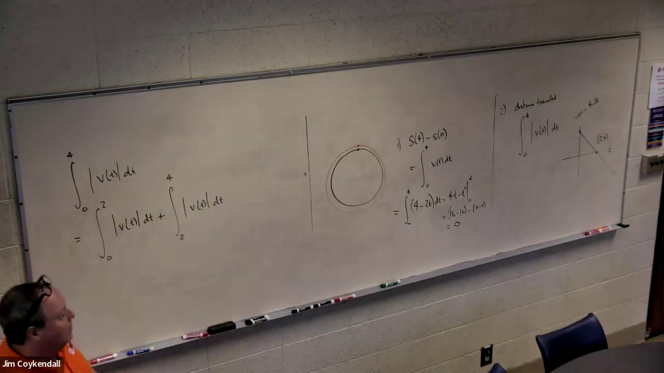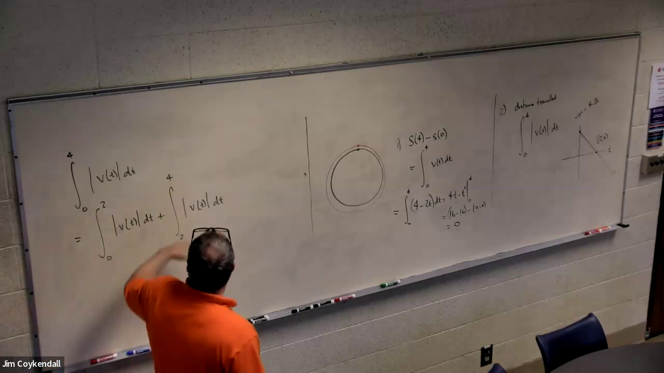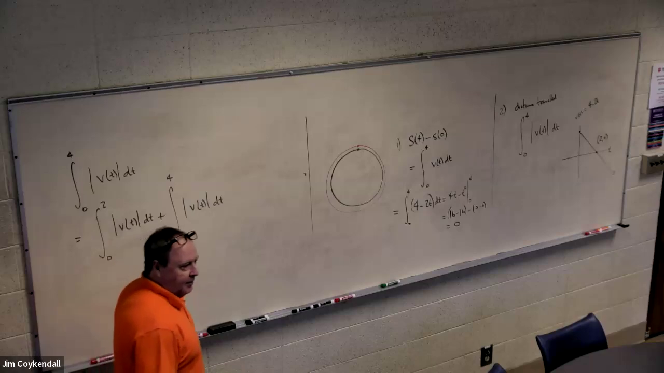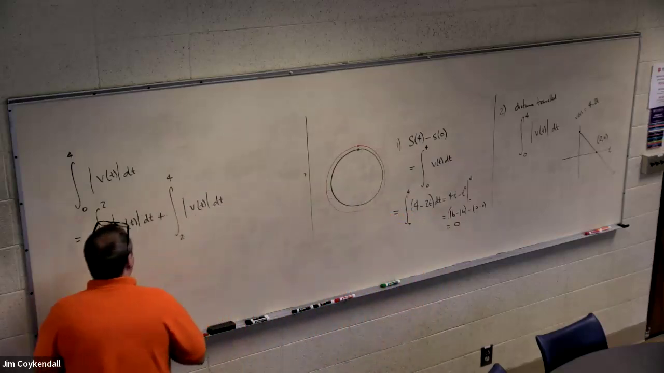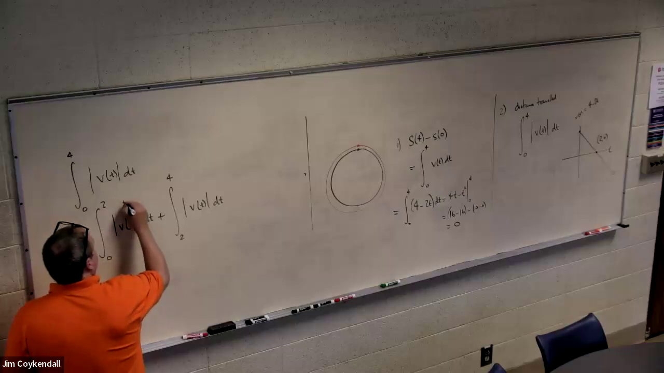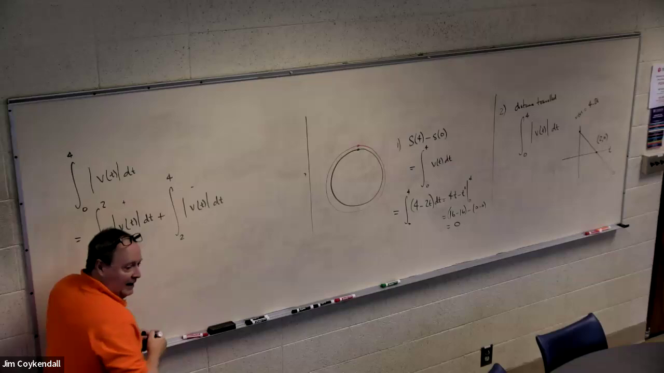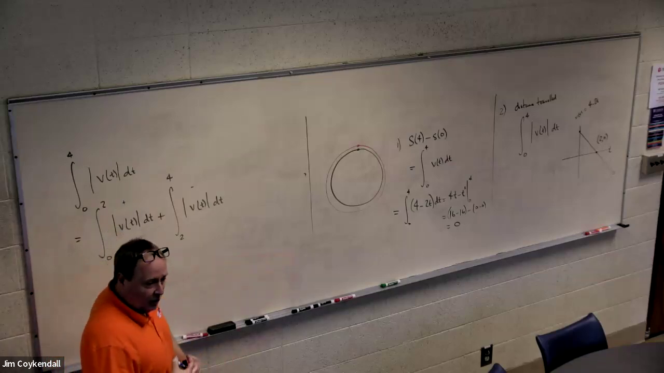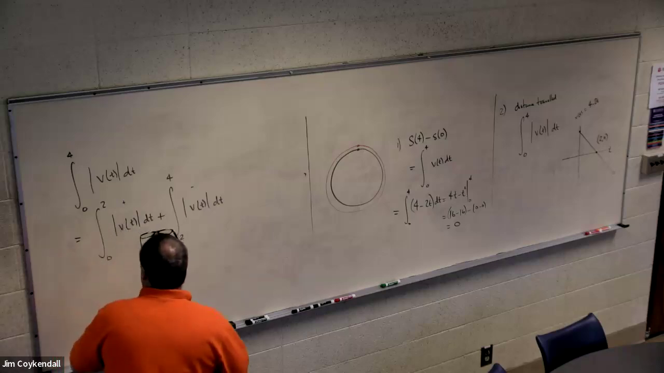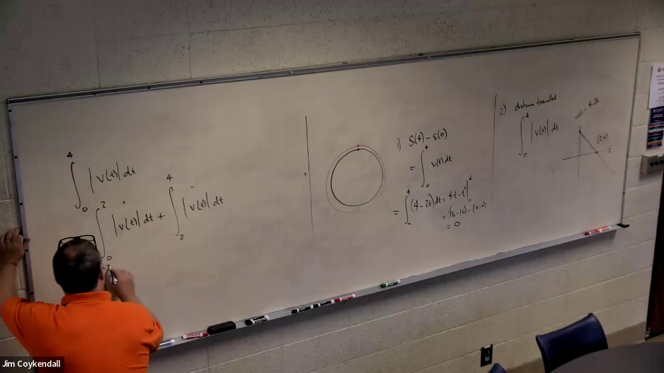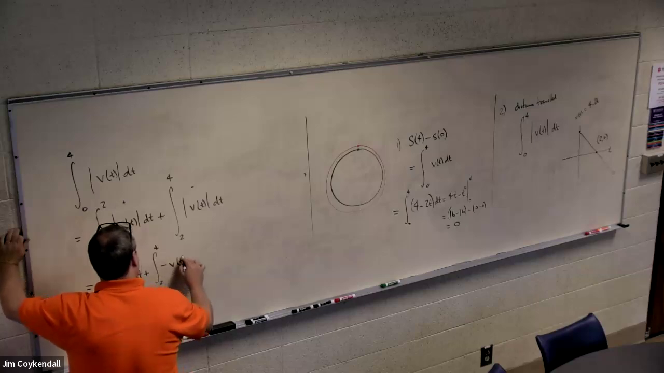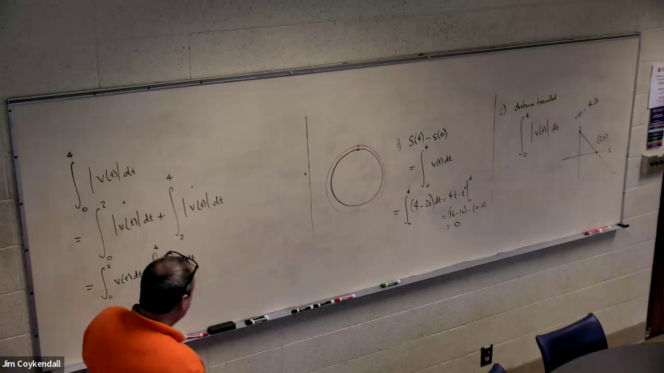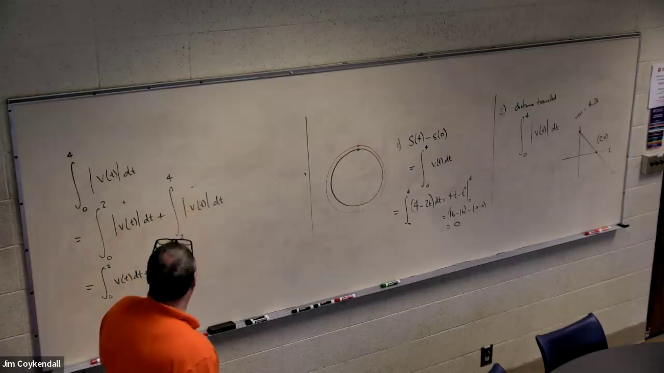Okay, of course I can do this. The integral from 0 to 2 plus the integral from 2 to 4 is the integral from 0 to 4. Why did I choose to break it up this way? Sort of. This is where V of t is positive, and this is where V of t is negative, right? If you look at the graph, that's where it goes under the x-axis. So this is the integral from 0 to 2 of just V of t, plus the integral from 2 to 4 of negative V of t. Why negative? Because I have to change the sign because it's negative.